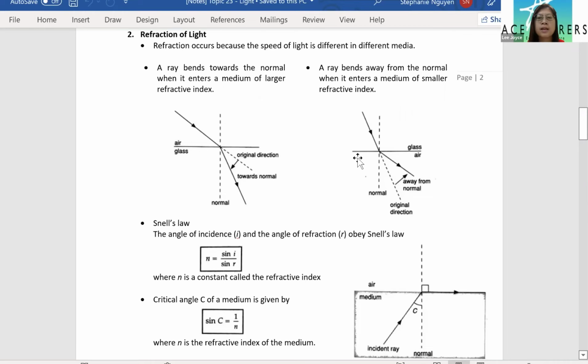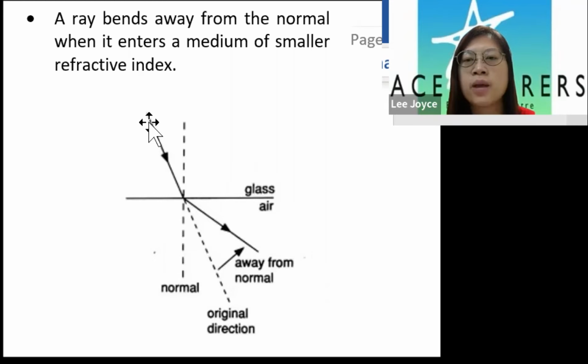Now, on the other hand, if you reverse the medium, you incident a ray from the optically denser medium to the optically less dense medium, then it will bend away from the normal. This light ray will bend away from the normal because now it is traveling at a faster speed as compared to when it travels in the glass medium.